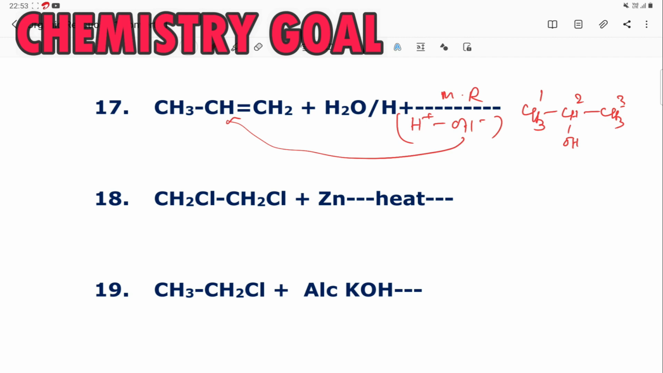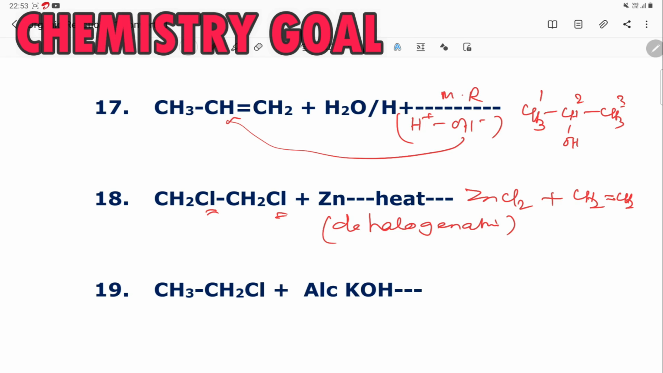And this reaction, question number 18, is called dehalogenation. It produces ZnCl2, with loss of chlorine, and the result is alkene. This is called dehalogenation, loss of halogen. Two halogens are removed by zinc, and this is an elimination reaction.